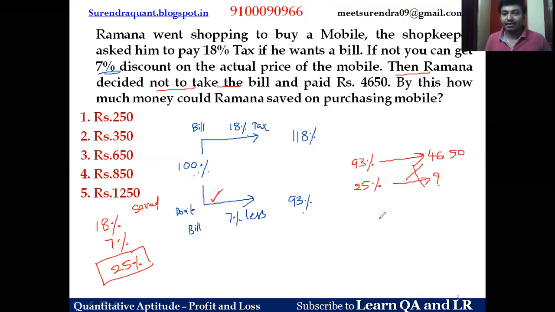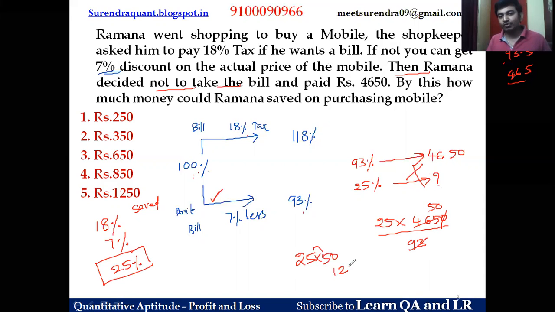If you cross multiply, this is 25 into 4650 by 93. What is 93 times 5? 5 3s are 15, 5 9s are 45 plus 1, 46. So 93 5s are 465, remainder 0. So this is 25 into 50. 25 5s are 125 into 10, 1250 he saved. So 1250 rupees he saved by avoiding taking the bill and getting the 7% discount as well.